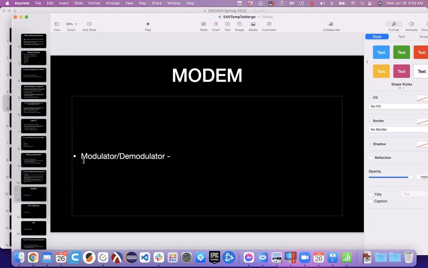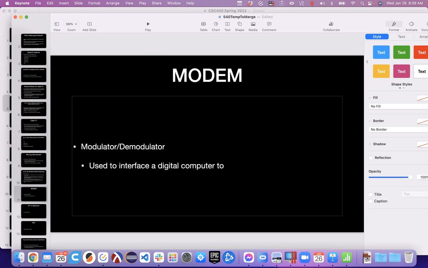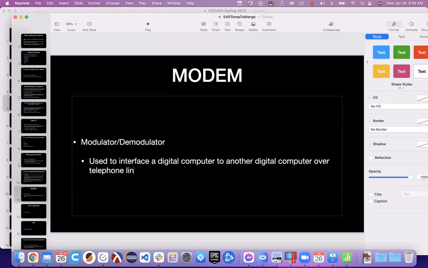typically these guys were used to interface a digital computer to another digital computer over what kind of medium? What was the cable between the two computers? Over a telephone line.